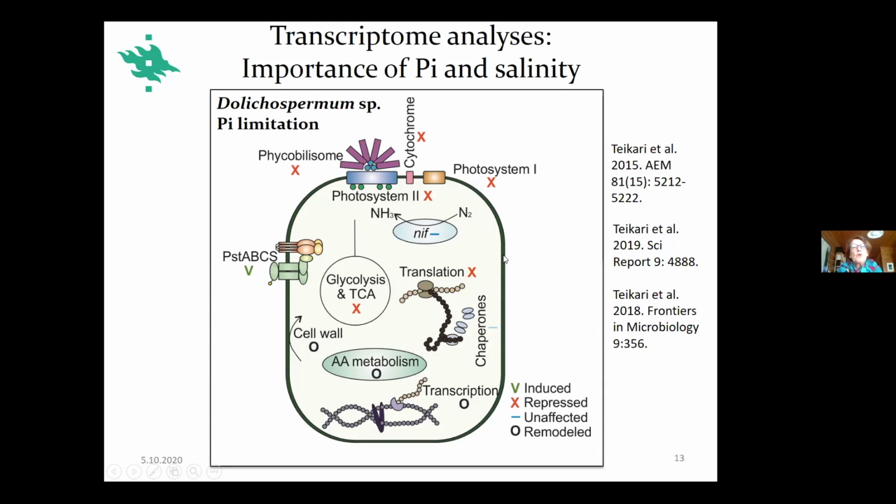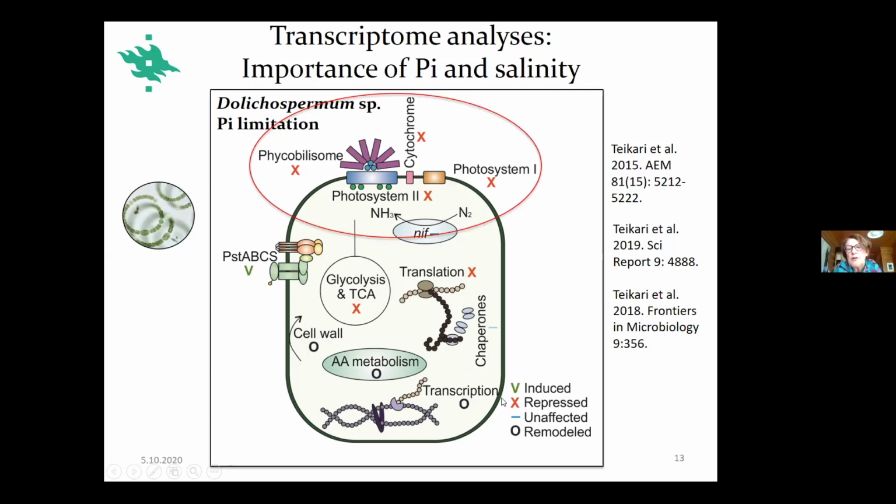So first we are looking at Dolichospermum and phosphorus limitation, and you can see that when we were cultivating this strain in phosphorus-limited conditions, it turned out to be shutting down the photosynthetic system.